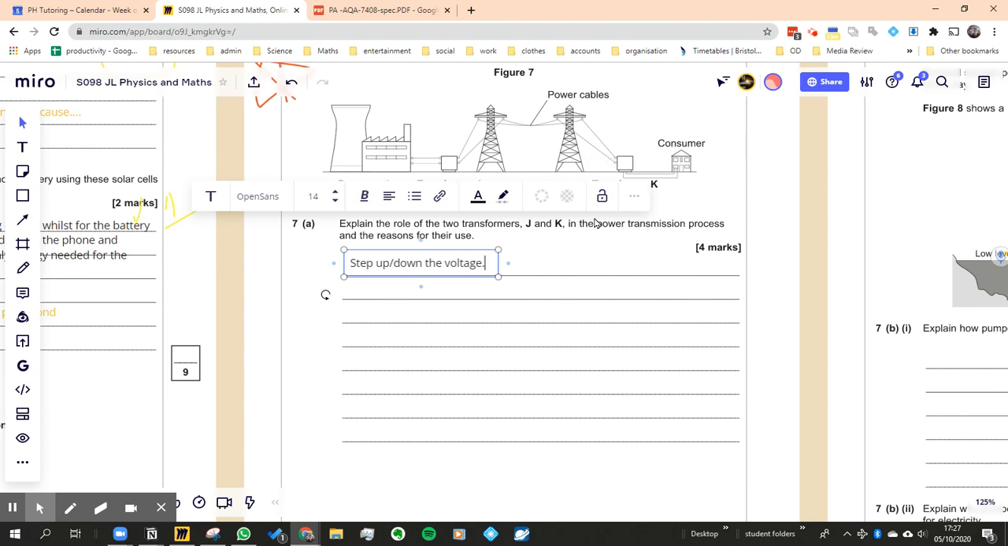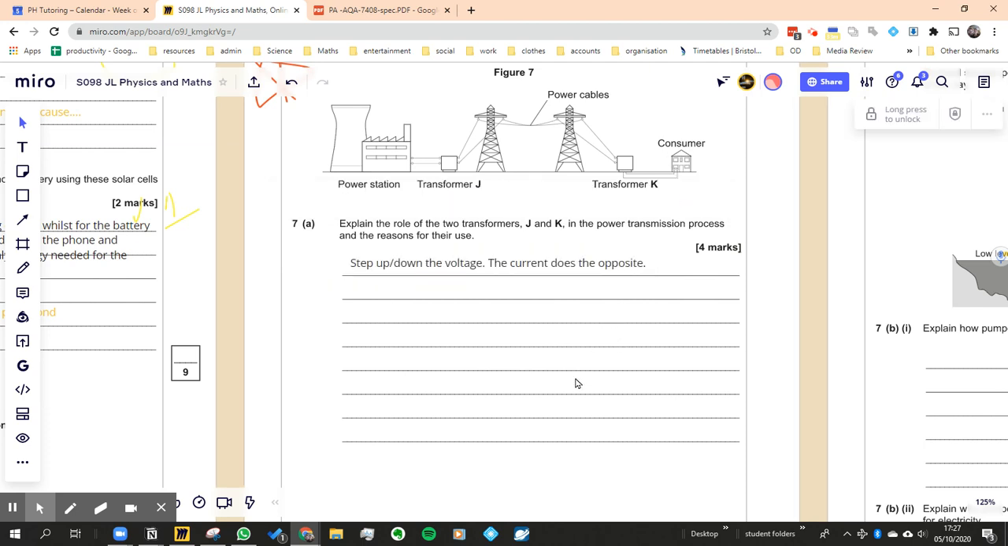And the current does the opposite. So in other words, if I were to step up the voltage, the current would go down. If I step down the voltage, the current goes up. Okay, so then it's a matter of how does that happen, and why would we want to do that?